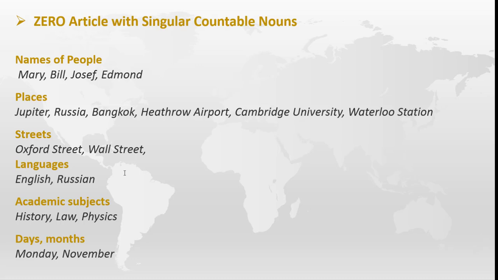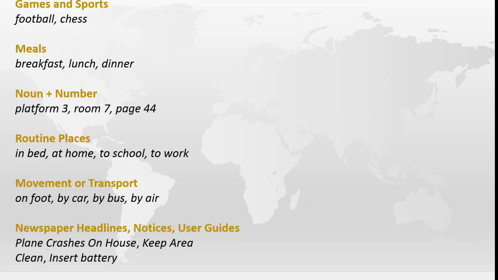They take no article. Of course, sometimes you can say a history lesson, because a is related to the lesson, not history, or the physics department. The is related to the department. Days and months: Monday, November. Also for sports and games, we can't use an article. We can't say the football or the chess. We use them with no article, contrary to musical instruments. For example, we say the guitar, the piano, the saxophone, but games and sports take no articles.